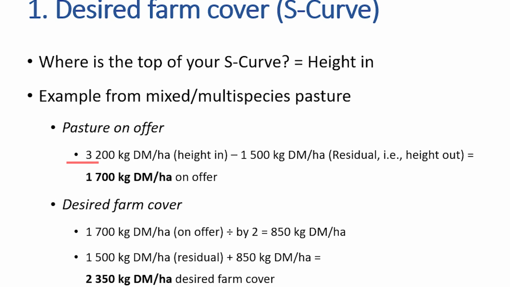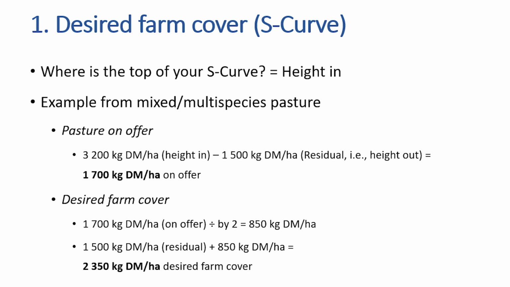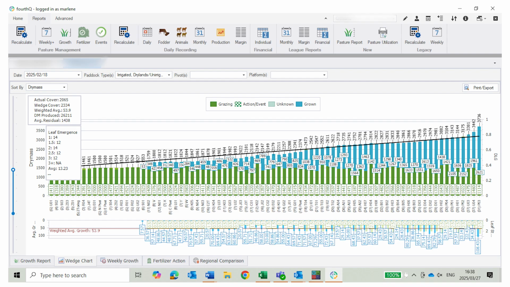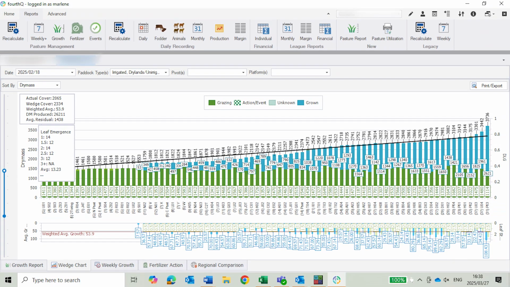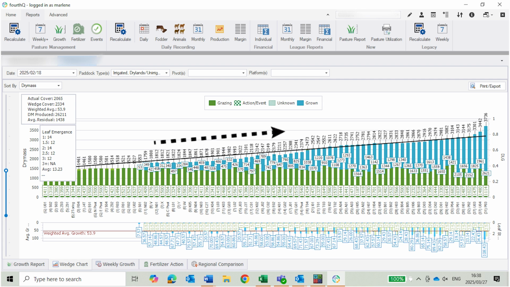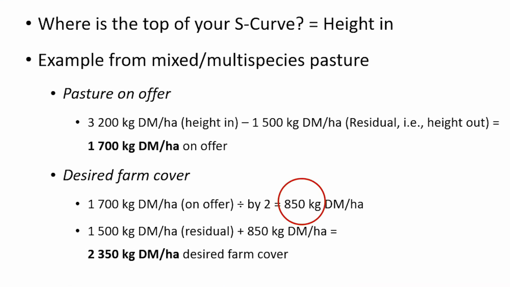Let's take, we go in at a height of 3,200, and we say our residual, our height out, is 1,500. And this gives us a very important figure: 1,700 kilograms per hectare on offer. We then take what you're offering per hectare, 1,700, divided by 2, because we want the average of what's on the farm. If you go to the wedge, I want the average of the line that you set. Like you saw in the previous video, the bottom we set on 1,500, the top we've set on 3,200. Now we want to know the average of this line. That is your 850. So we took the 850 and added it onto our residual of 1,500.